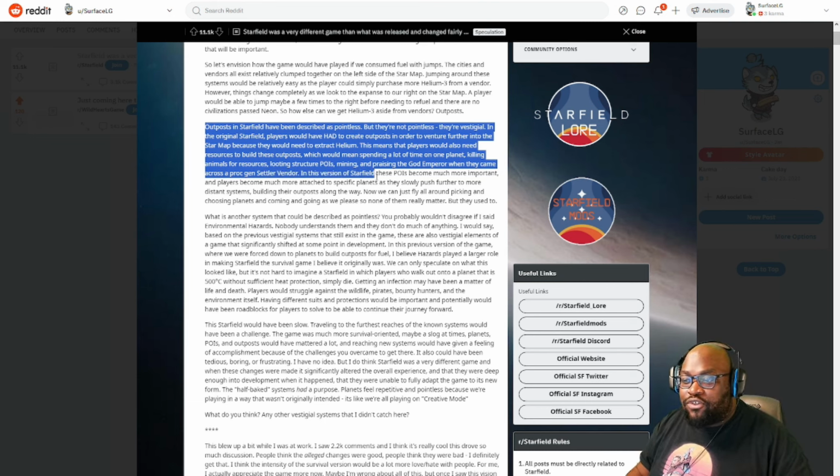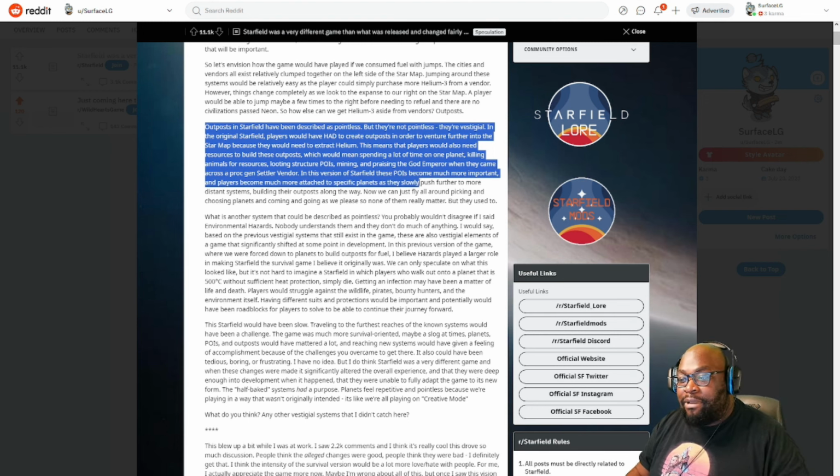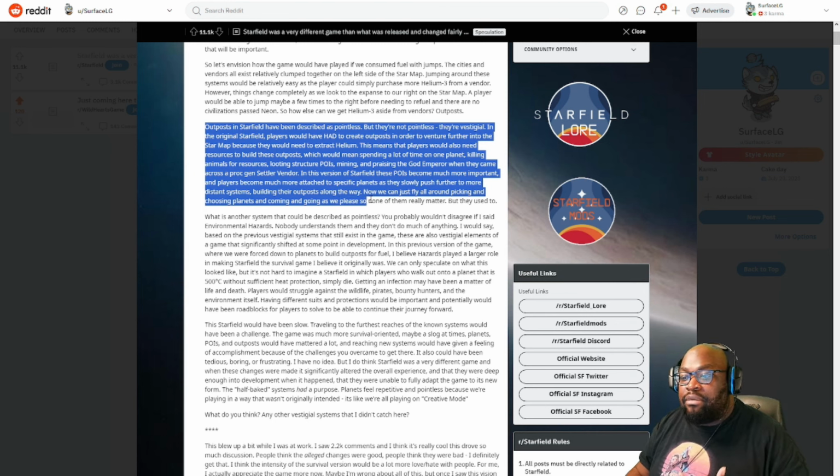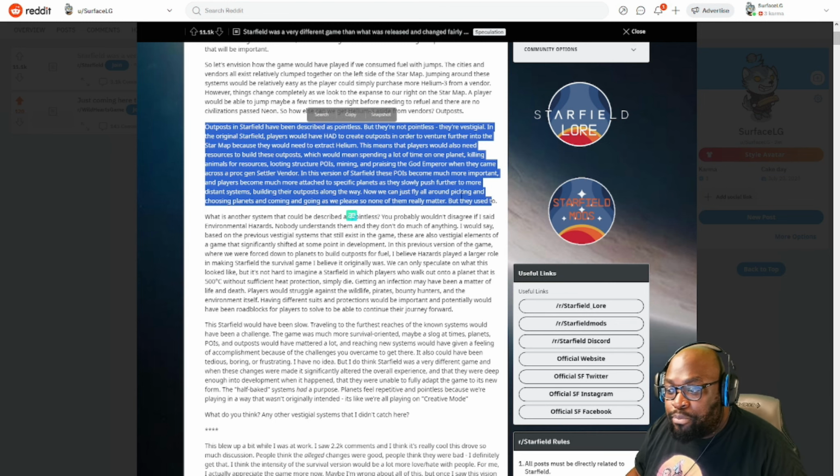In this version of Starfield, these POIs become much more important, and players become much more attached to specific planets as they slowly push further to more distant systems, building their outposts along the way. Now we can just fly all around, picking and choosing planets and coming and going as we please. None of that really matters, but they used to.